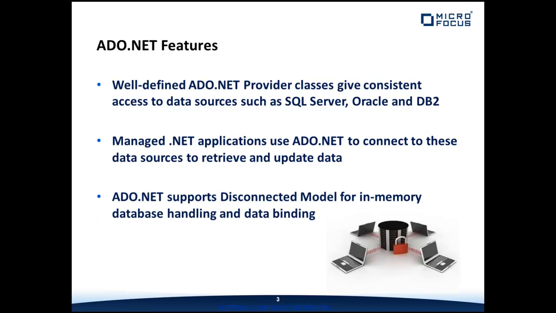ADO.NET also supports a disconnected processing model whereby your application can work directly with an in-memory copy of a relational database in the form of objects such as data sets and data tables. These objects can be passed from program to program and can be used for binding to GUI controls such as grids and lists.